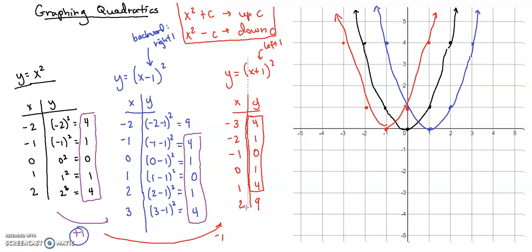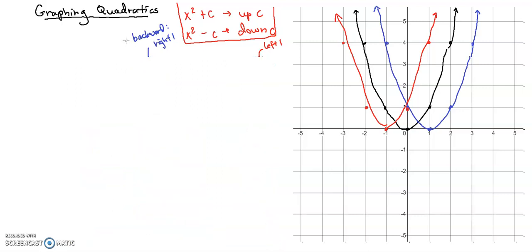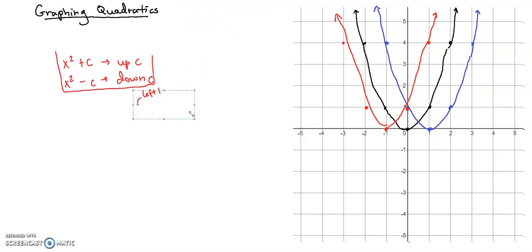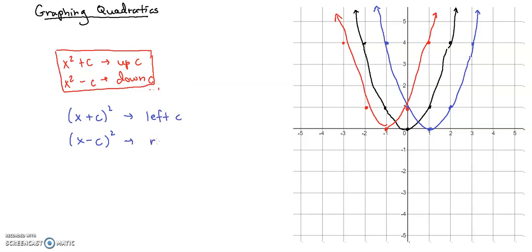Okay, so we don't want to plot points anymore. Let's talk about the general rules for a second. So we have this one right here. That if we add or subtract outside of the square, we're going to go up or down. And then the other general rule is if we add or subtract inside the square, we're going to go left and right, but it's backwards from what you'd expect. So plus c is going to shift us to the left, and minus c is going to shift us to the right. Okay, so that's the general rule.